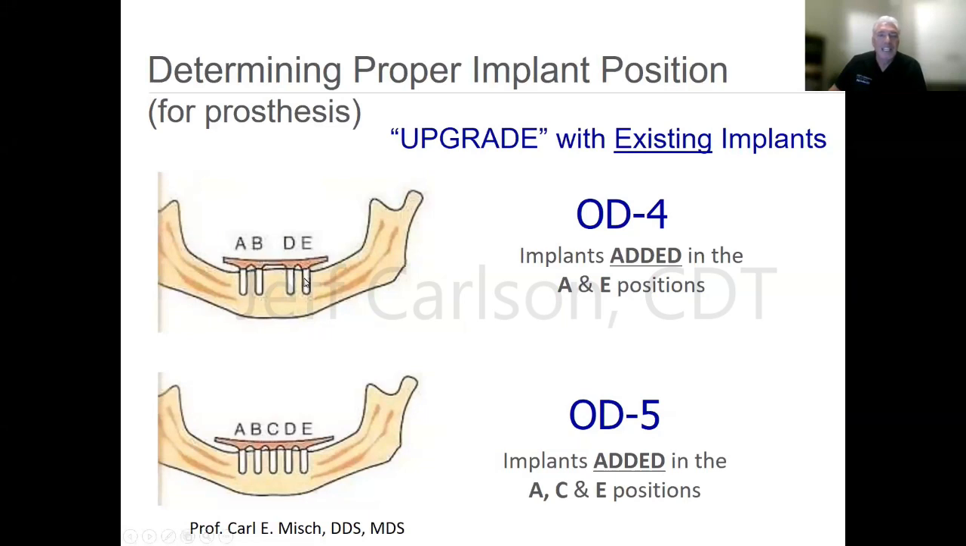But if you plan your implants in the right position, say you put those 2 implants maybe in the A and E position, then maybe 3 years later, 5 years, it doesn't matter, they may say, you know what, that was nice, but I have some money now. Maybe I inherited some money, won the lottery. But now I want some more implants, and can I get that bar, or can I get something more fixed that's not removable?